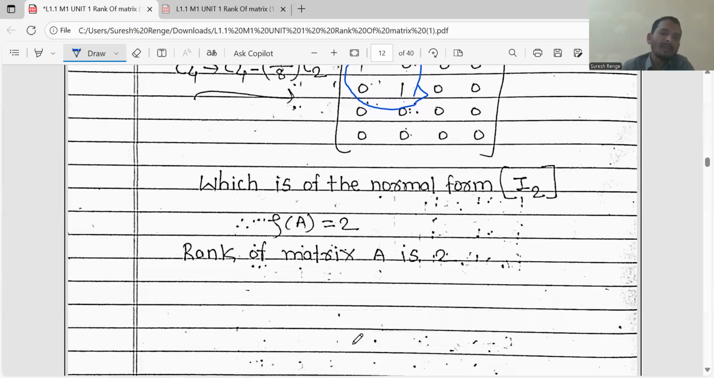Okay, now we are stopping here. In the next lectures, we will discuss the next question, which is based on finding the rank of a matrix by using normal form.